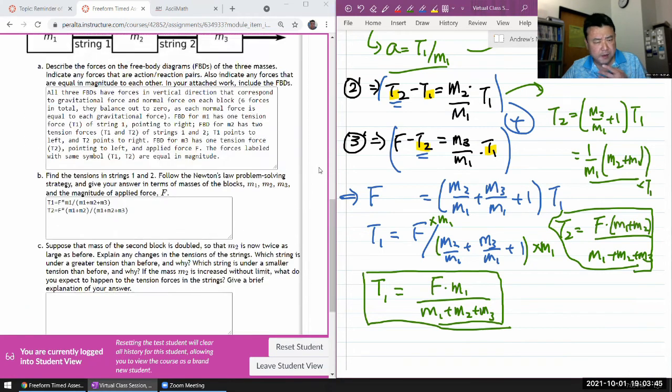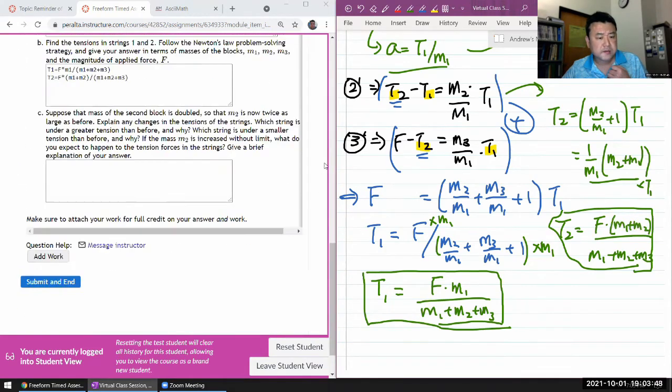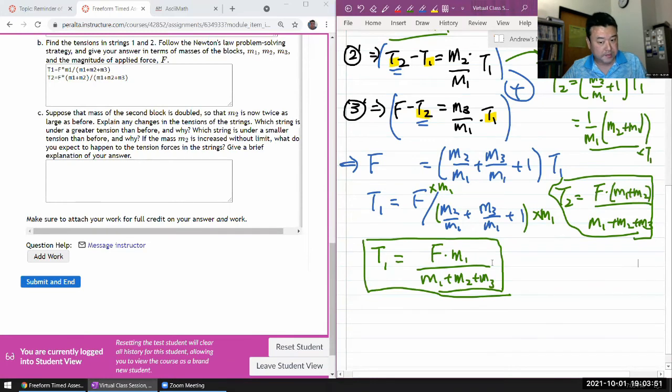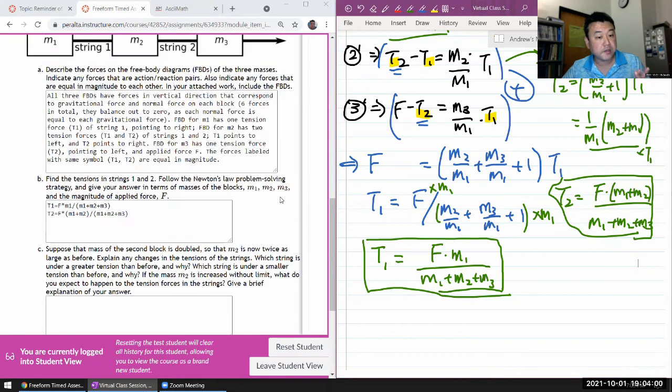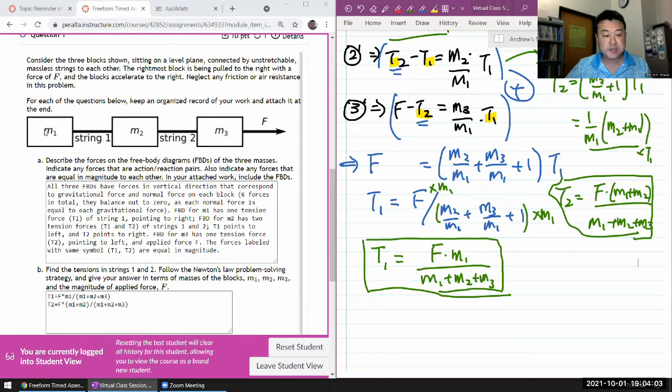Now, the thing that takes a little more work to explain is why T1, according to this mathematical expression, will be decreasing because M2 is in the denominator. An easy wrong answer that you could give for T1 is that T1 isn't affected because it's pulling M1, it's not pulling M2. But it turns out it is affected. T1 decreases. Here, what you have to figure out is that as M2 increases, if you are keeping the force the same, then the acceleration decreases. And that's really why T1 decreases, because it's pulling the same mass, but smaller acceleration, so smaller force needed.